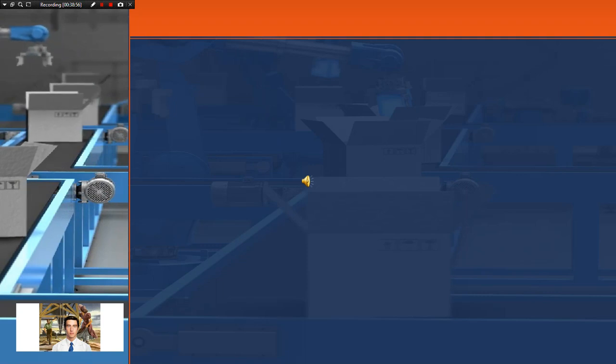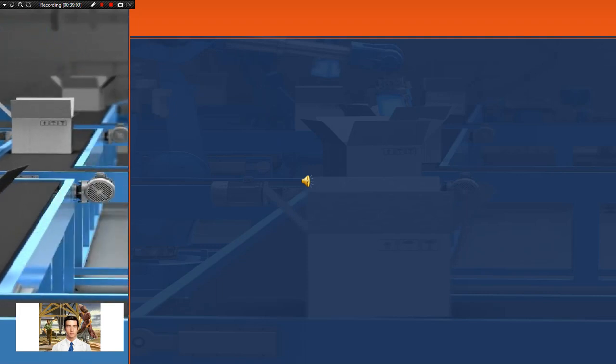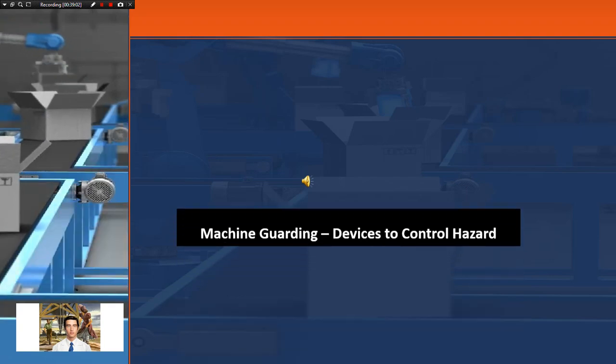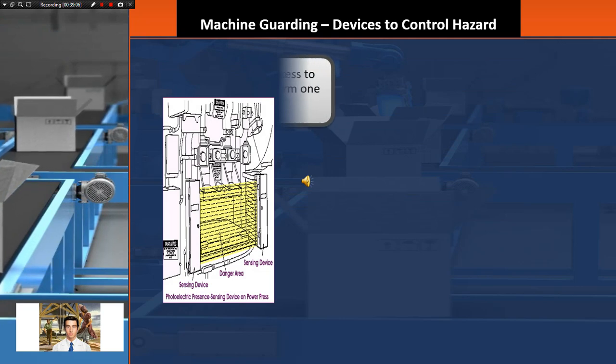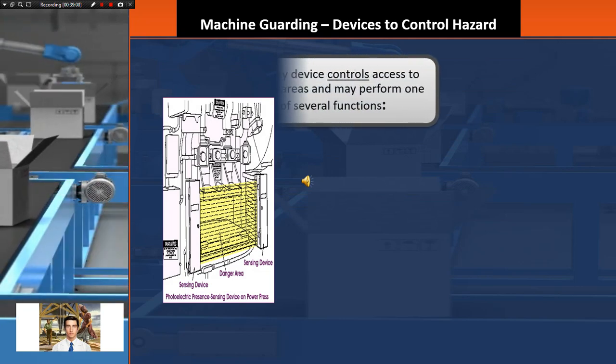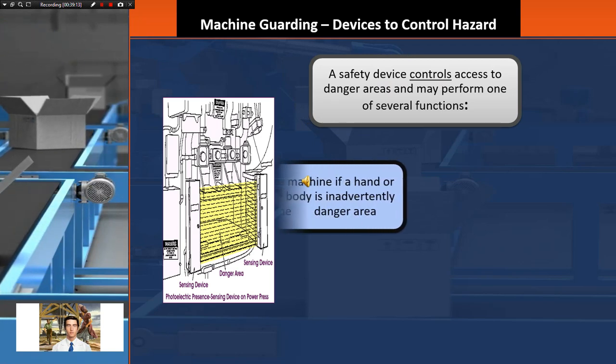Machine guarding, devices to control hazard. A safety device controls access to danger areas and may perform one of several functions. It may stop the machine if a hand or any part of the body is inadvertently placed in the danger area. It may restrain or withdraw the operator's hands from the danger area during operation.